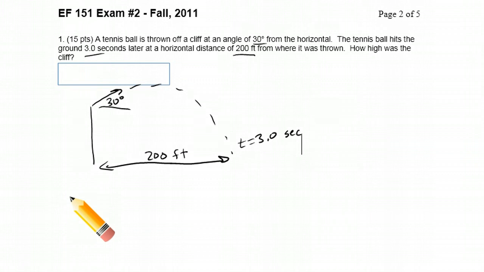So our two choices on problems like this are the trajectory equation or to work in components. Since we're given information about time, and a trajectory equation does not include time, we will work in components.